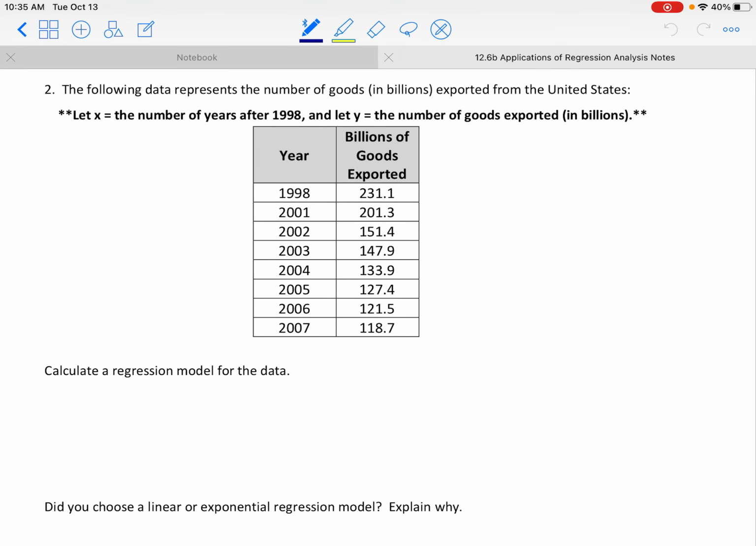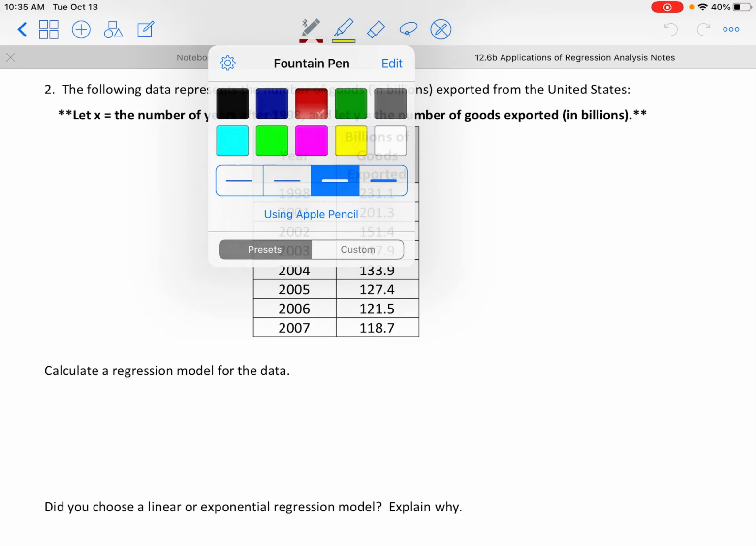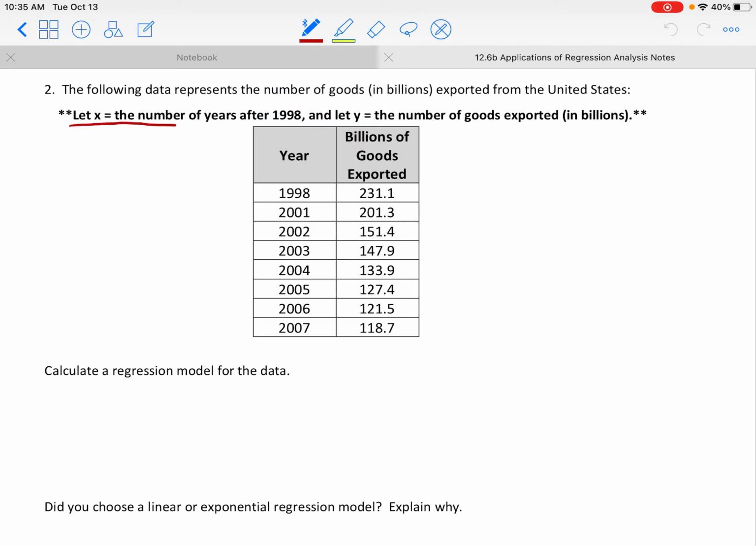And this time we have data that represents the number of goods in billions exported from the United States, and it says let X be the number of years after 1998, and that's important to this one. If X is the number of years after 1998, then when we type in our X values, I don't want to actually type in 1998. 1998 is 0 years after 1998. 2001 would be 3 years after. 4 years here, 5, 6, 7, 8, and 9.